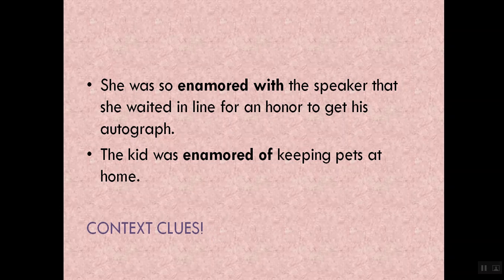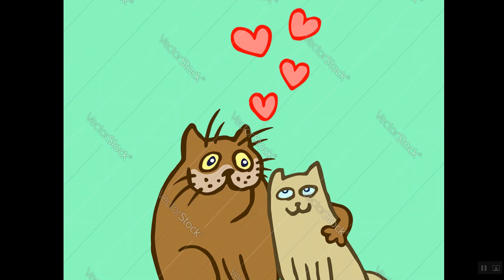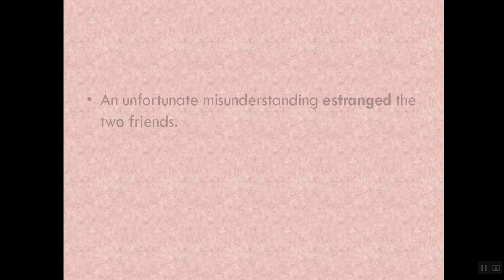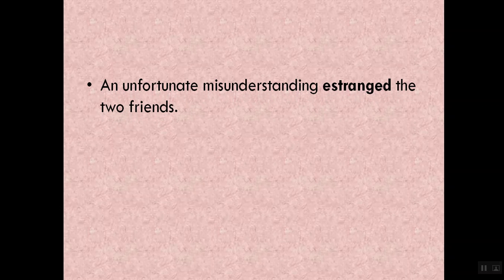Okay, and here also we have to use the context clues. So enamored, so we have many hearts here, so they are enamored of each other, maybe. Okay, move to the coming word, which is estranged.